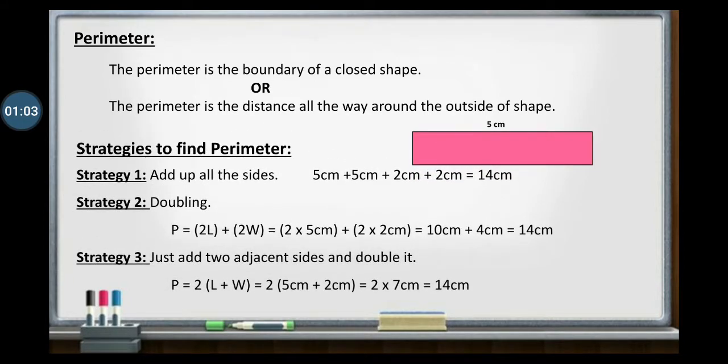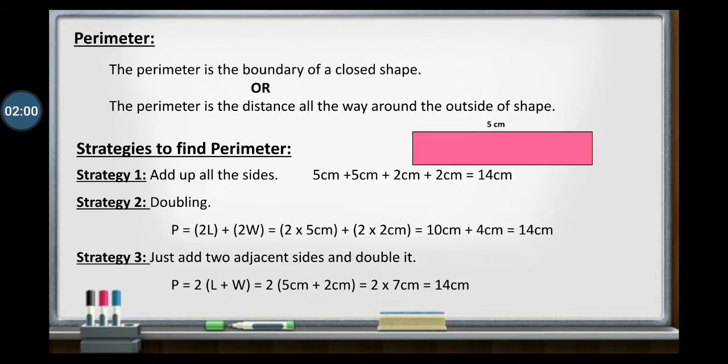There are some strategies that we can use to find the perimeter. In the first one, we have to add up all the sides. Here you can see that we have a rectangle whose length is 5 centimeter and width is 2 centimeter. Actually, my dear students, when we find out the area and perimeter, we need only two things, that are length and width or breadth for the rectangle. So here the length is 5 centimeter and the width is 2 centimeter. According to the first strategy, we know that the perimeter is the boundary of a closed shape. So we can add all these sides and we can find out the perimeter.